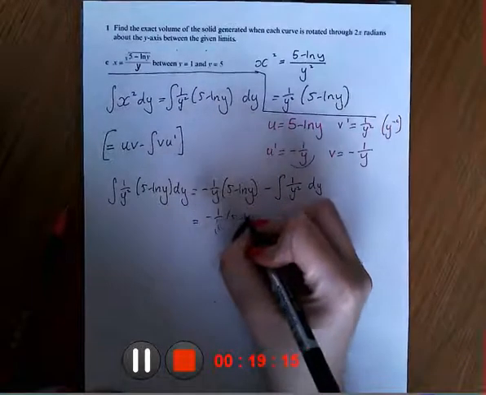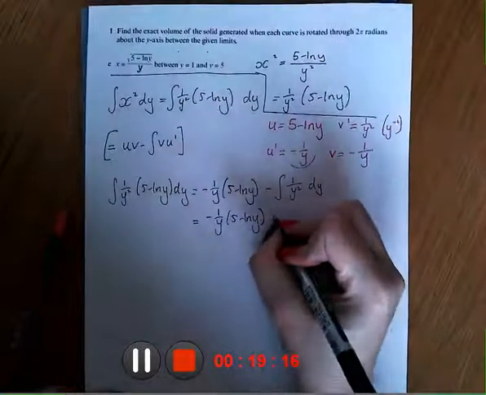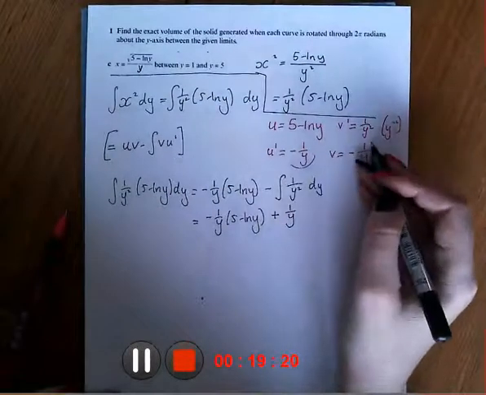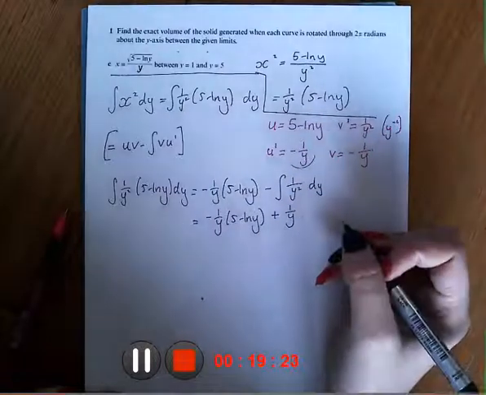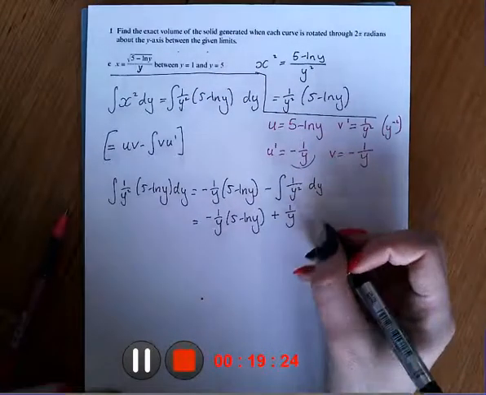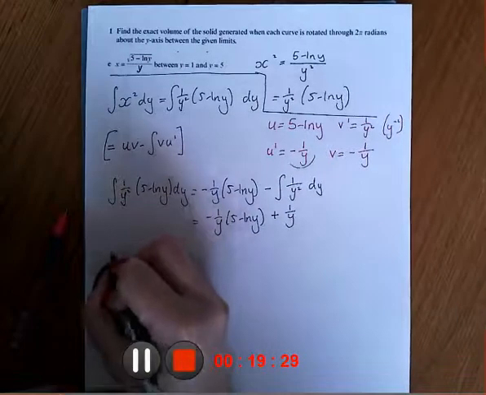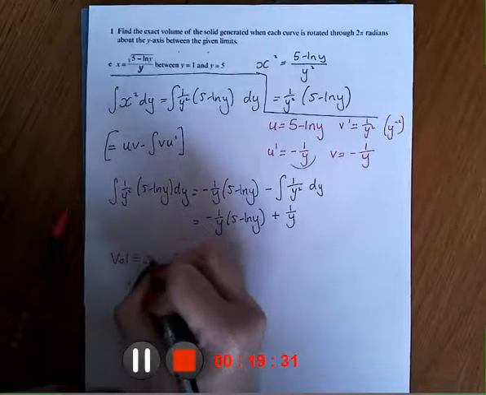And we can integrate that easily then. So 1 over y squared would integrate to minus 1 over y. We're subtracting it, so it's plus 1 over y. So now we've got our integral. Now we can move into actually doing the volume.